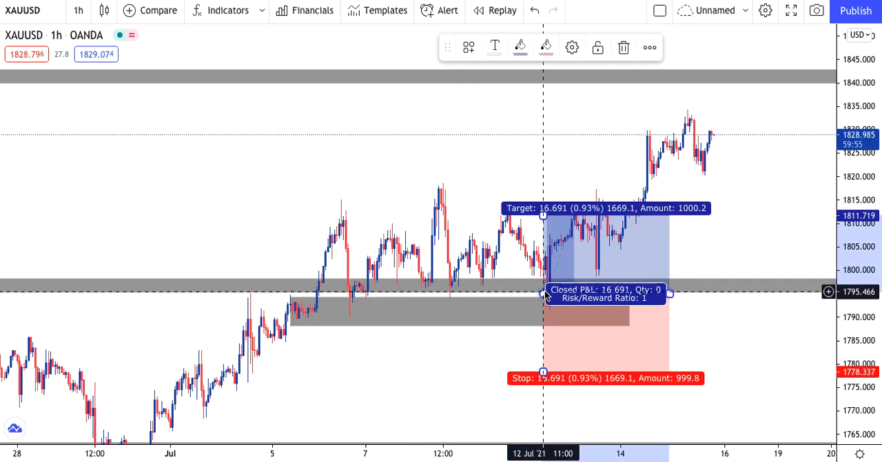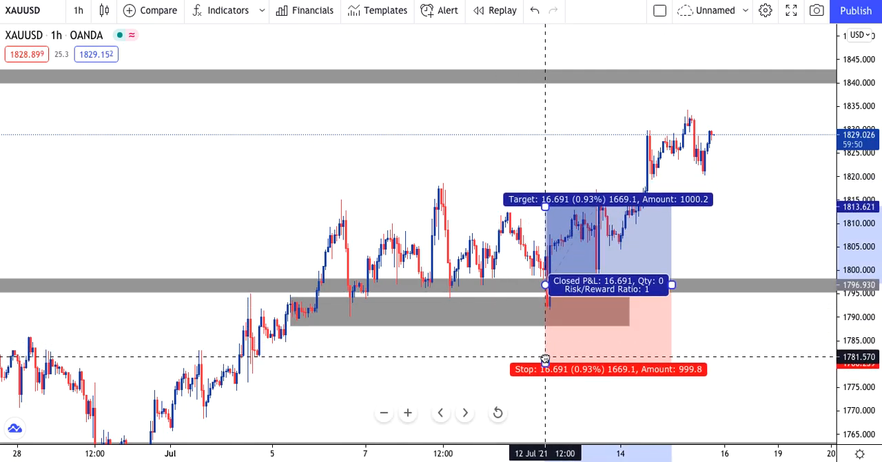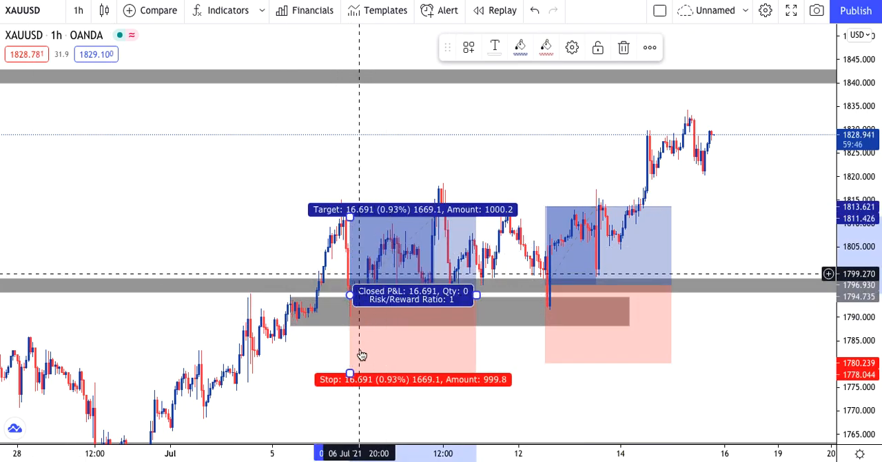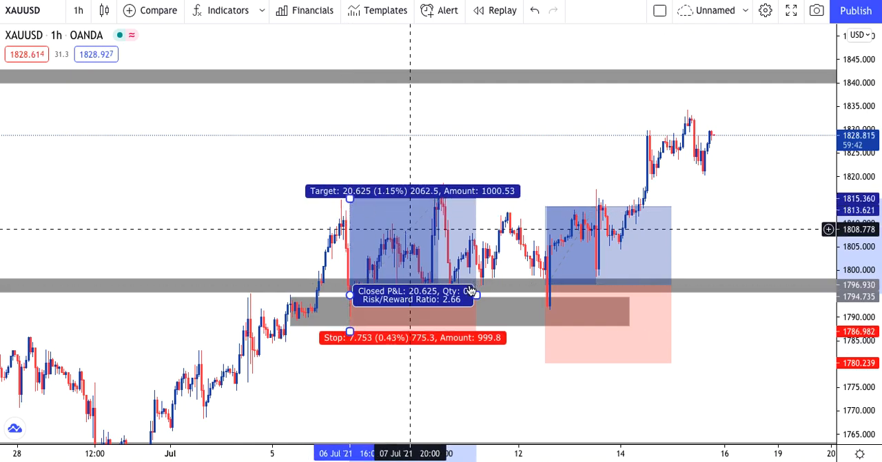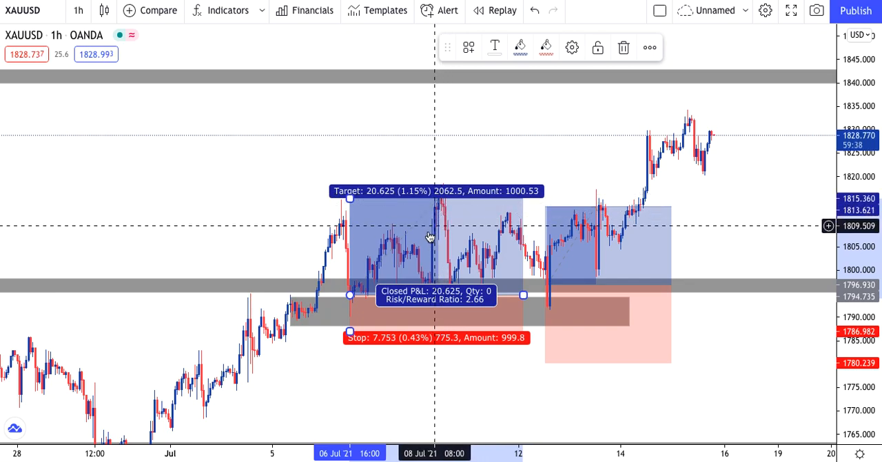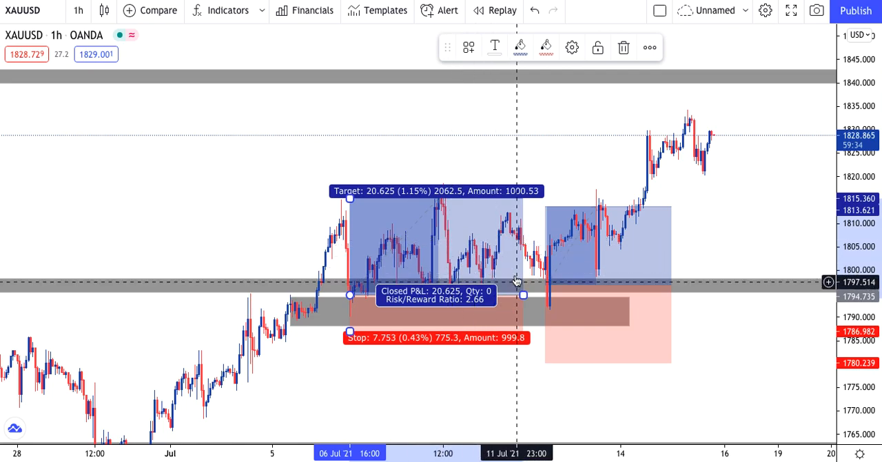So this was my entry. Last week I actually took this trade somewhere around here, and this was my stop loss over here. The moment price got to this level, I got out. So I was able to get a 1 to 2.6 risk to reward.